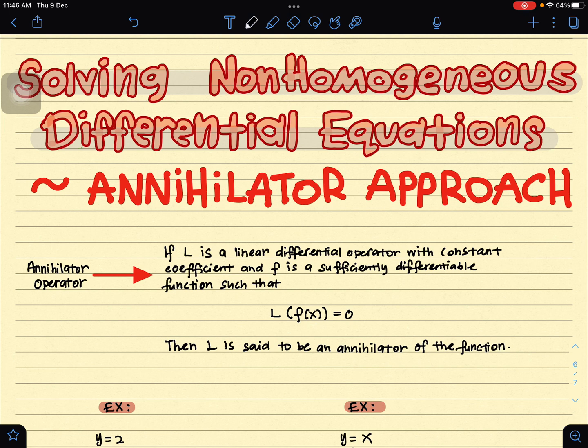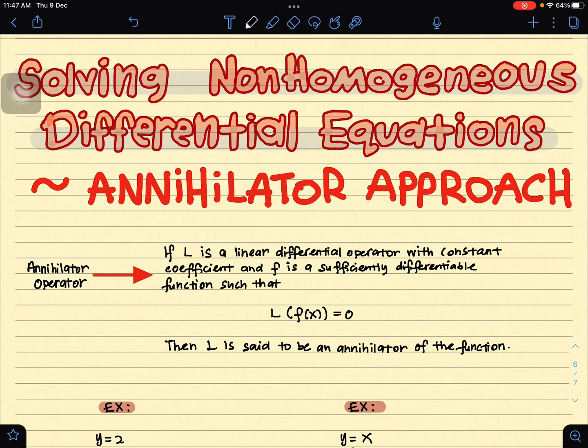So today we will continue our lesson, still in chapter 4, which is solving the non-homogeneous differential equation. We are still working on the non-homogeneous differential equation, and now we want to try the annihilator approach. The annihilator approach will be used to help us find the particular solution for our non-homogeneous differential equation.